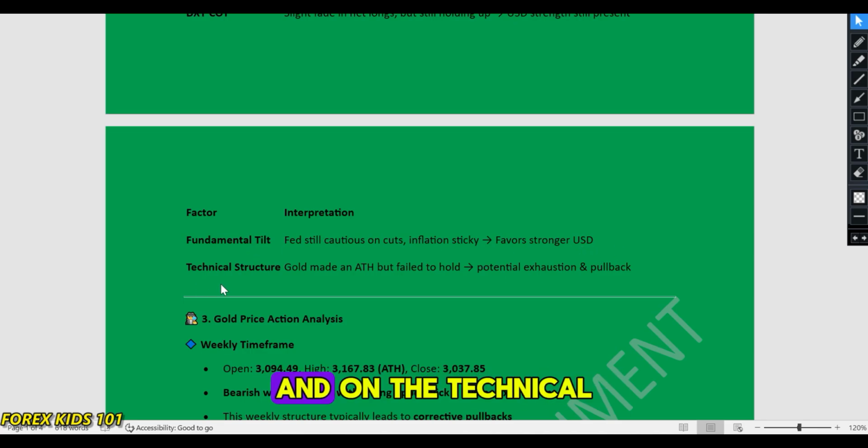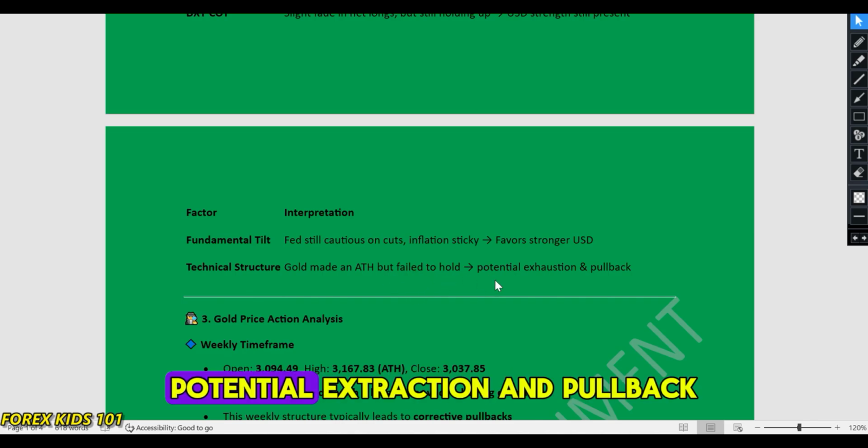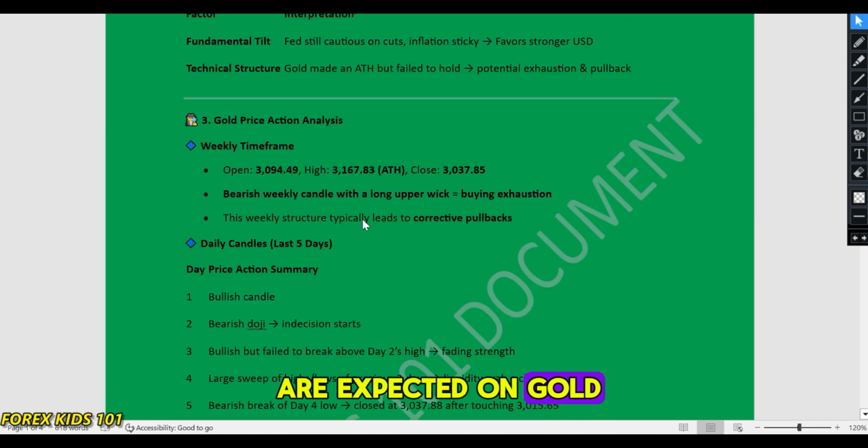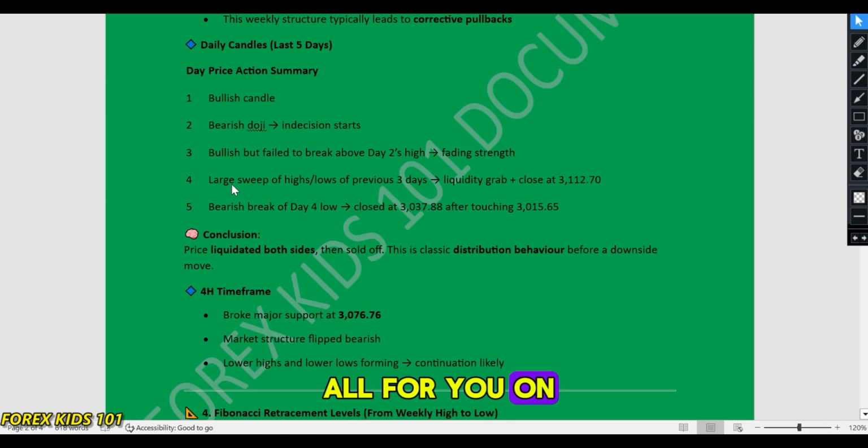Okay, and on the technical structure on gold, gold made an all-time high but failed to hold. Potential exhaustion and pullback are expected on gold. So this is the price section on gold, which I'm going to show you all on my chart. So let's go ahead and jump on my chart. Okay, so I have this all for you on my charts.